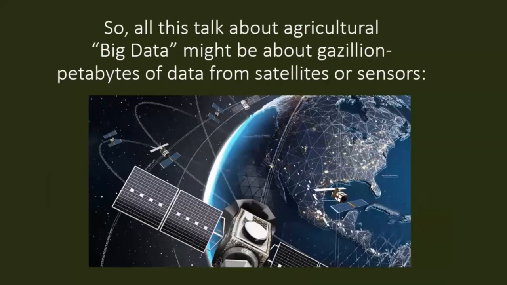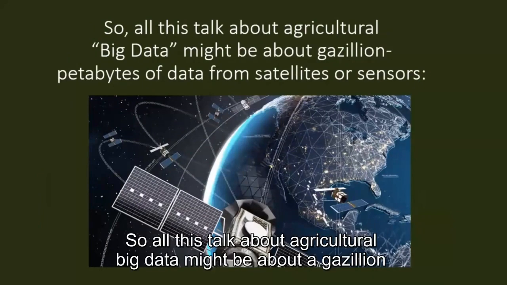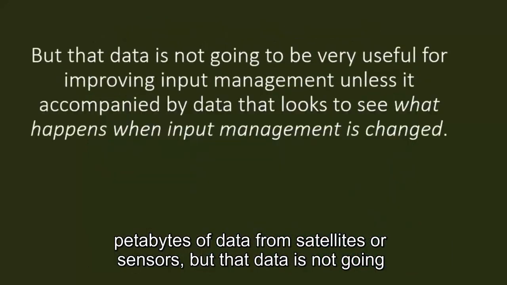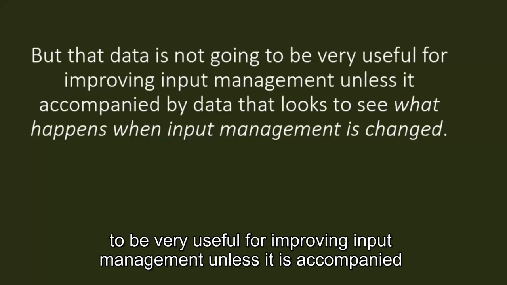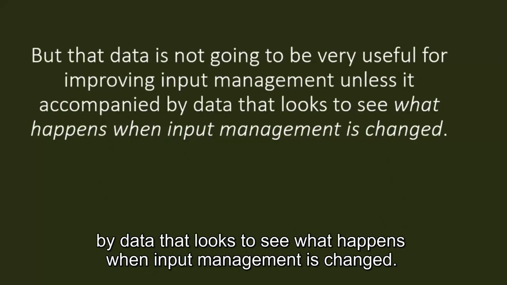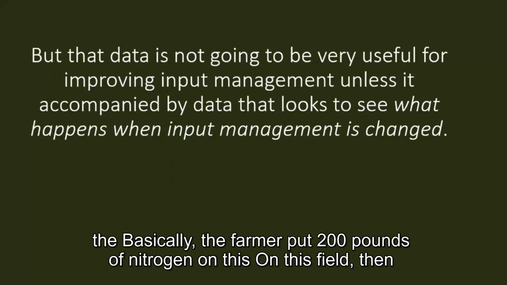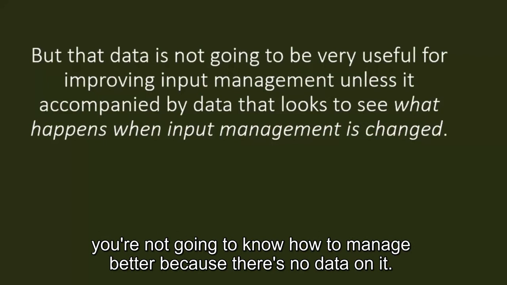All right. So all this talk about agricultural big data might be about a gazillion petabytes of data from satellites or sensors, but that data is not going to be very useful for improving input management unless it is accompanied by data that looks to see what happens when input management is changed. In other words, if you take pictures from the sky, but the input management is the same everywhere, basically the farmer put 200 pounds of nitrogen on this field, then you're not going to know how to manage better because there's no data on it.